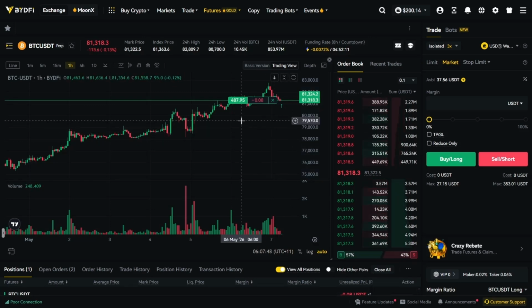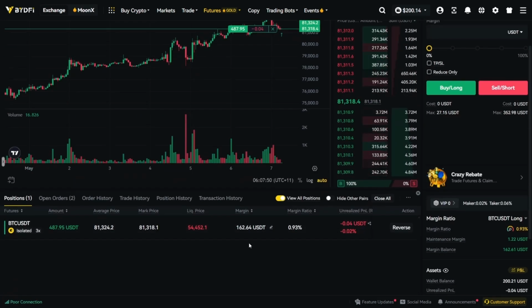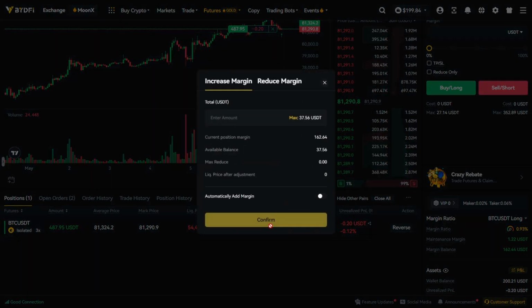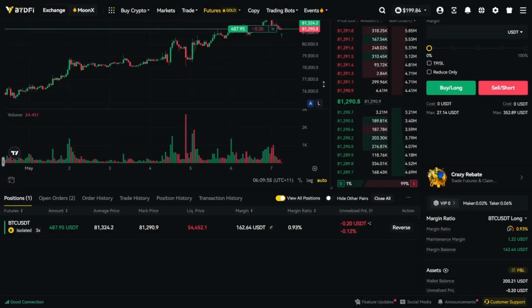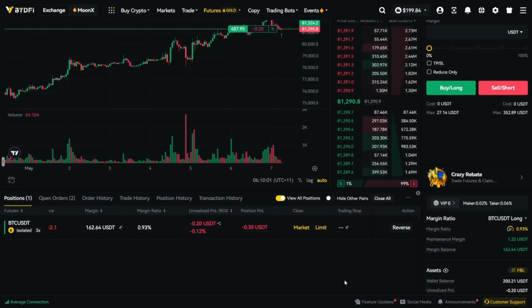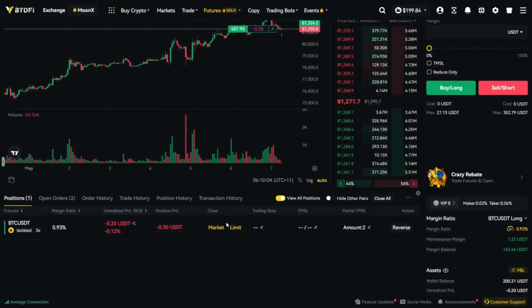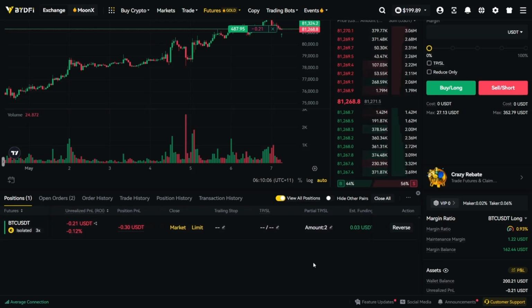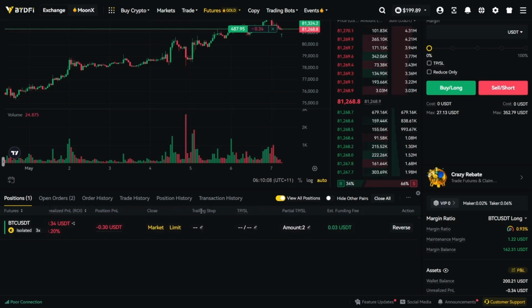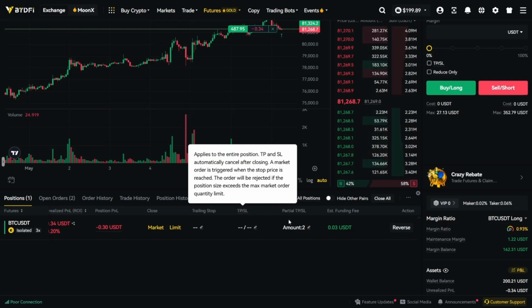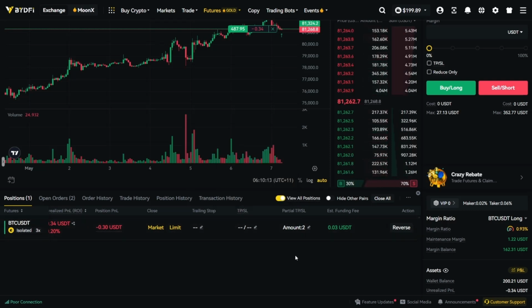We can see our trade on the chart. And also if we scroll down a bit, we can see our position under the position tab. Here is where we can manage our position. We can see things like the liquidation price, unrealized P&L, which is our profit or loss. We can also manage our margin by increasing it or reducing it. And if we scroll to the right a bit, we can close our position with a market or a limit order. And we can also add on a trailing stop order, a take profit and stop loss, and a partial take profit and stop loss.